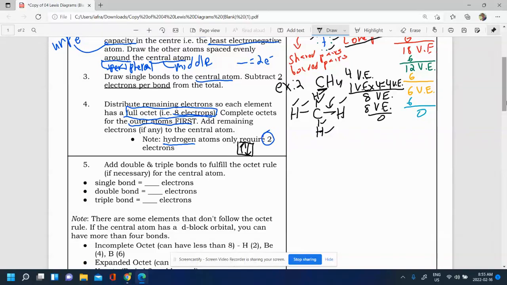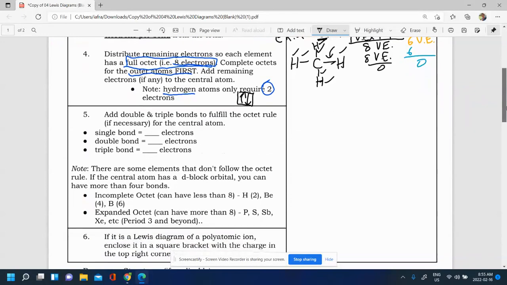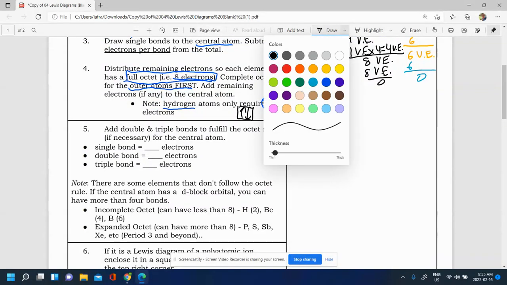In this video, we're going to do some examples of Lewis structures that require a double bond or a triple bond in order to be a complete Lewis structure. In the previous video, we did examples of single bonds. So let's take a quick refresher of what double bonds and single bonds and triple bonds are.